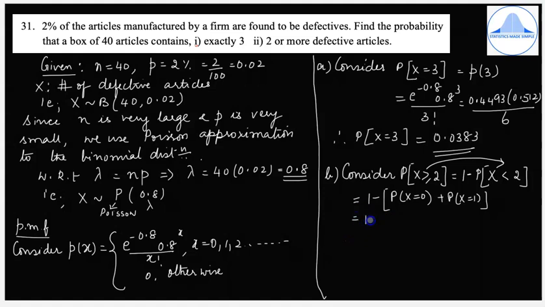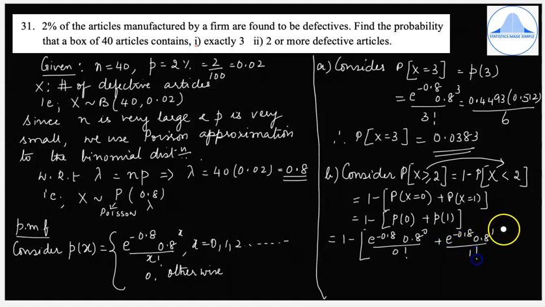So which is equal to 1 minus P of 0 plus P of 1. So simplify now. It is 1 minus P of 0, which means in the PMF put x as 0. P of 1 means in the PMF put x as 1. So you will get e to the power minus 0.8, 0.8 to the power 0 by 0 factorial, plus e to the power minus 0.8, 0.8 to the power 1 by 1 factorial.